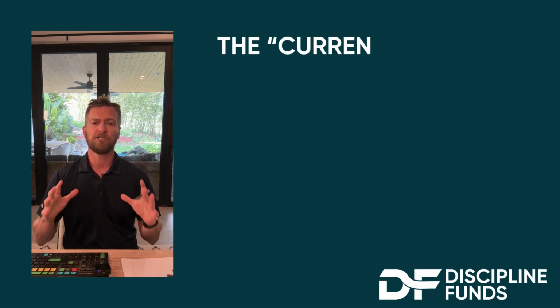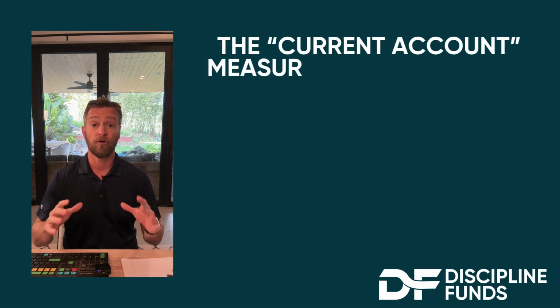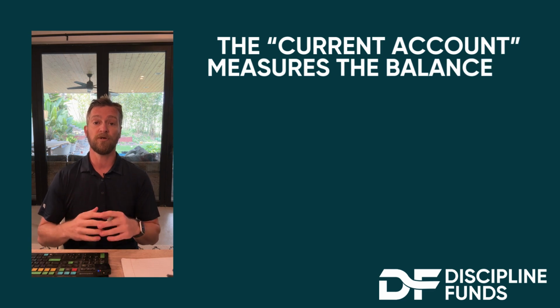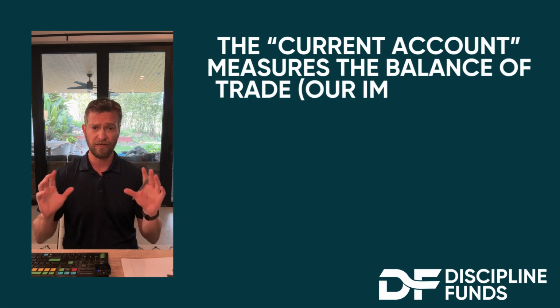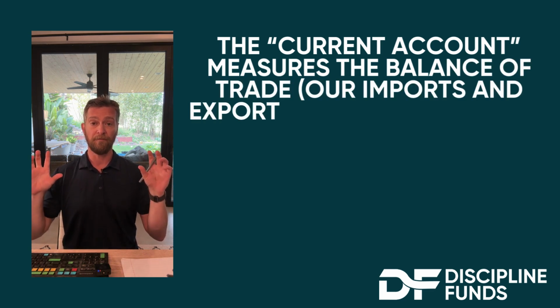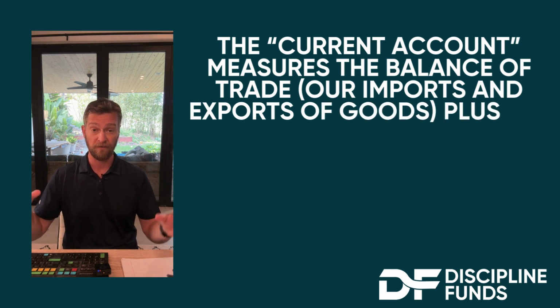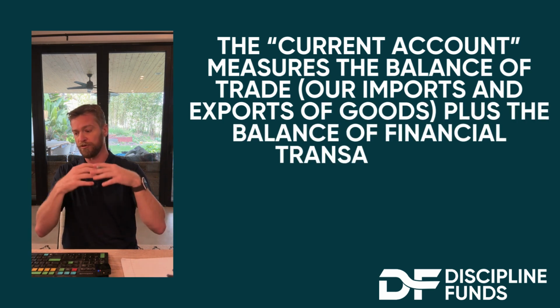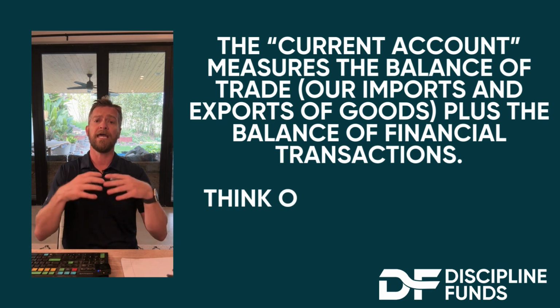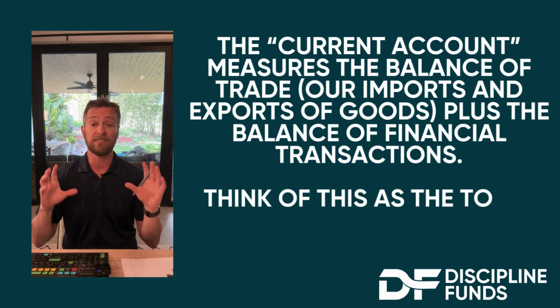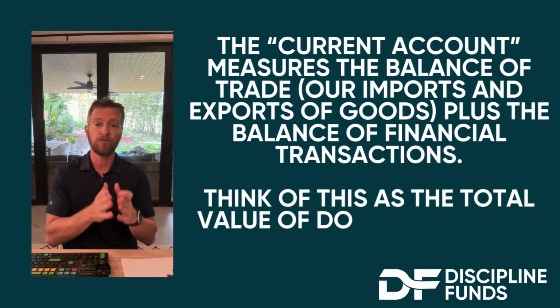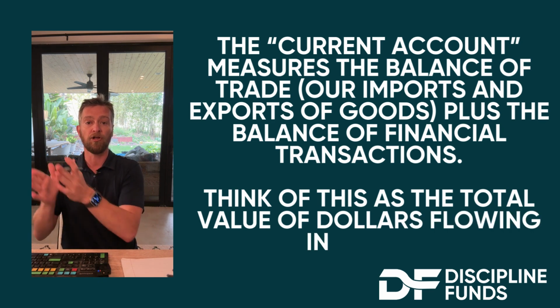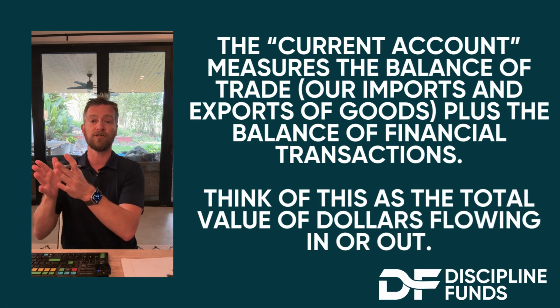So economists actually measure this using what's called the current account. And so the United States runs a current account deficit, and the current account is the summation of the balance of trade, our exports versus our imports, plus all the financial transactions. So this includes things like our net income and net transfers. And this gives you a dollar value of the actual cross-border dollar flows that are moving in versus moving out of the country.